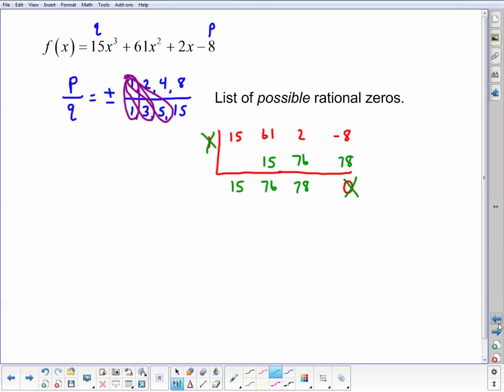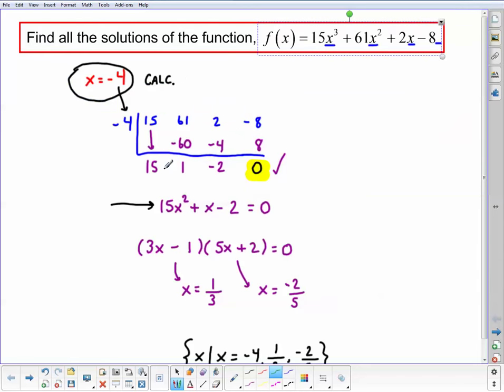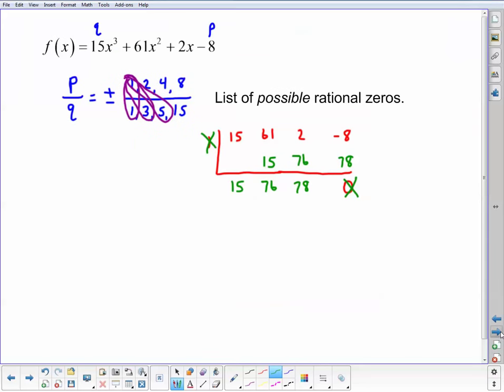Now, if I go back to page 1 here, I would have kept on trying until I got this -4. -4 would have been the first time I got the 0, assuming we hadn't tried 1/3 or -2/5. So when you don't have the graphing calculator, it's going to take much, much longer to find the zeros because we might have to do several rounds of synthetic division.